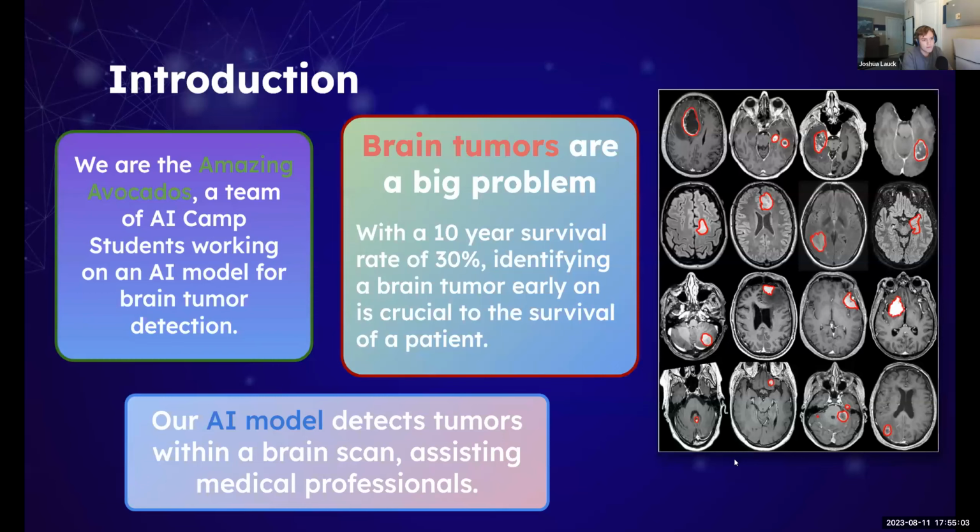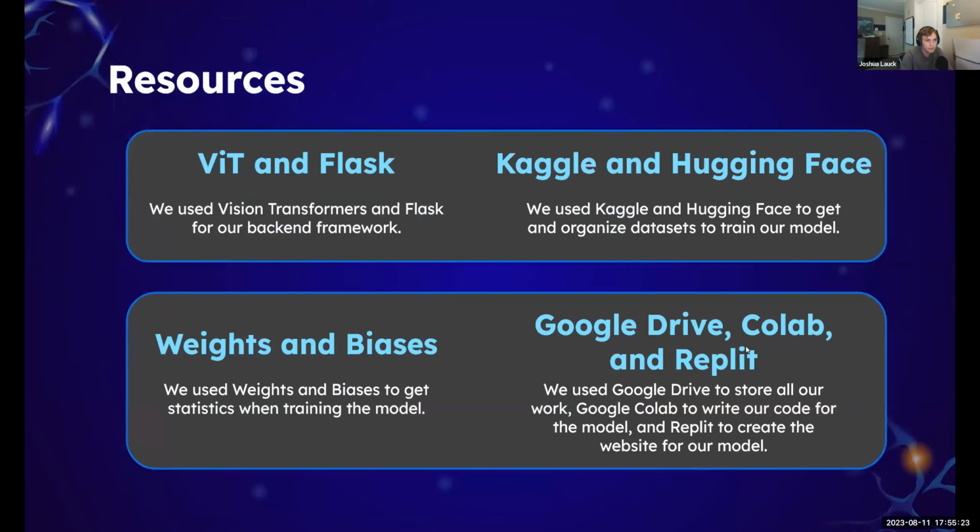So we're the Amazing Avocados, a team of AI camp students working on an AI model for brain tumor detection. Brain tumors are a really big problem, with a 5-year survival rate of only 36% and a 10-year survival rate of 30%. So identifying a brain tumor early on is crucial to the survival of a patient. Our AI model detects tumors within the brain scan, assisting medical professionals.